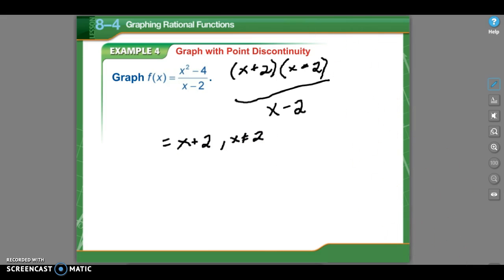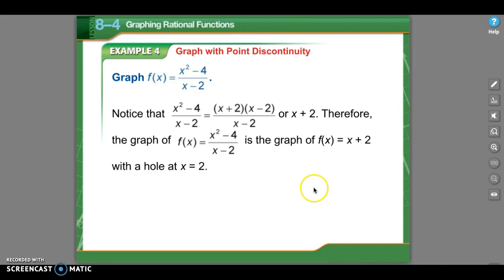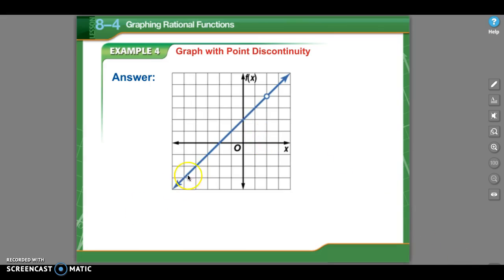So let's see how they go about doing that. They factored it, they got a hole at x equals 2, simplified to just x plus 2. Our graph then is the line x plus 2. When you get to the value x equals 2, there's a hole. This one's pretty simple and straightforward. So we're going to do a check your progress problem now.